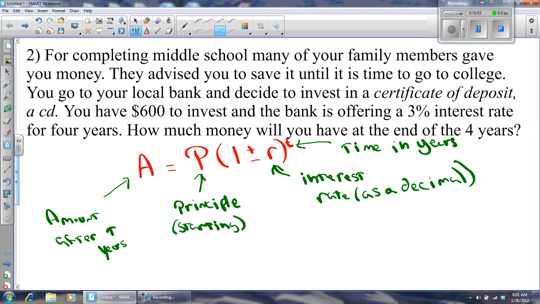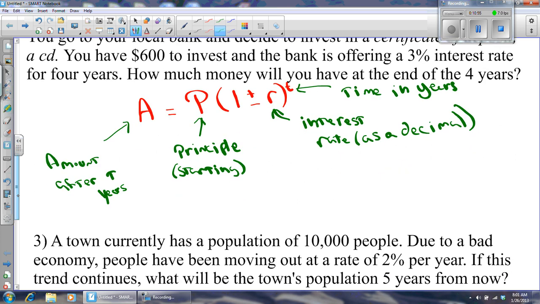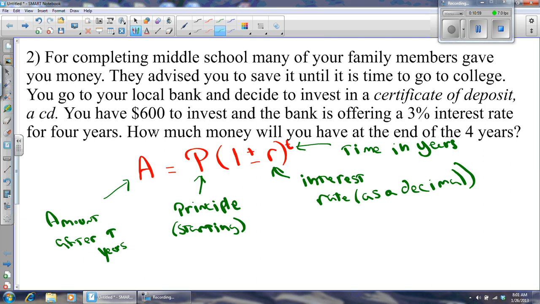So to figure this out, all I do is plug in my numbers. $600 is my starting amount, that's P. There's my rate, and my time is 4 years.